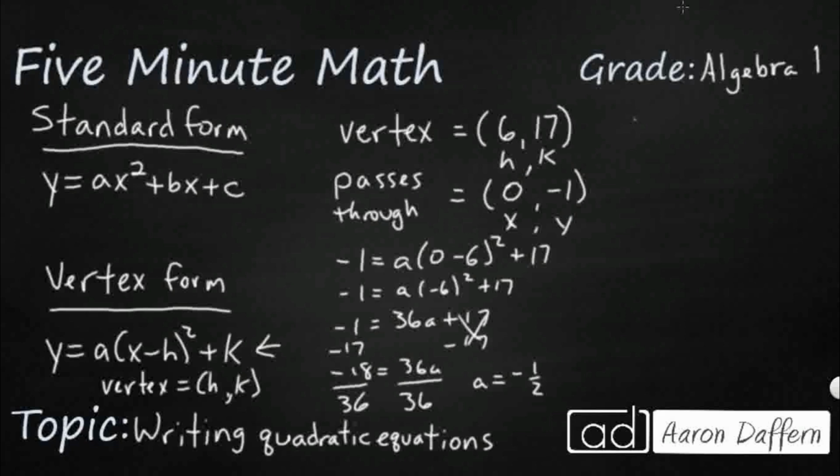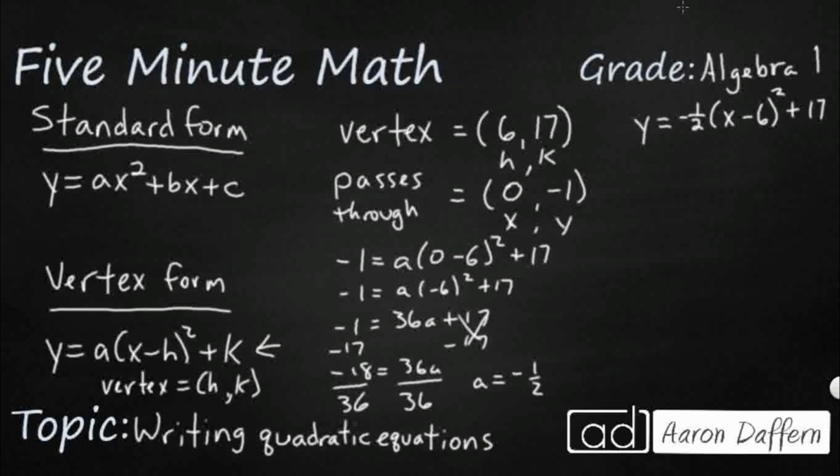So in our vertex form, we're going to say y equals, now we know our a, -1/2. We're going to leave our x and our y just as x and y, but we do want the vertex in there. So it's going to be x minus our vertex has 6 in the x-coordinate, squared, plus, and then our k is the y-coordinate of the vertex, that's our 17. That's how we'd write this in vertex form.